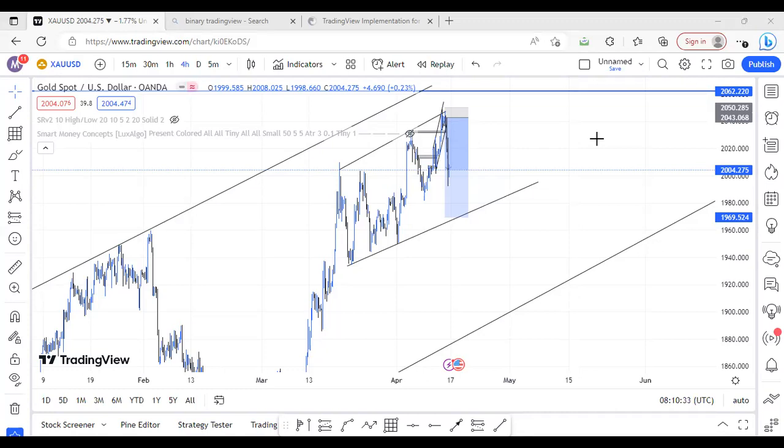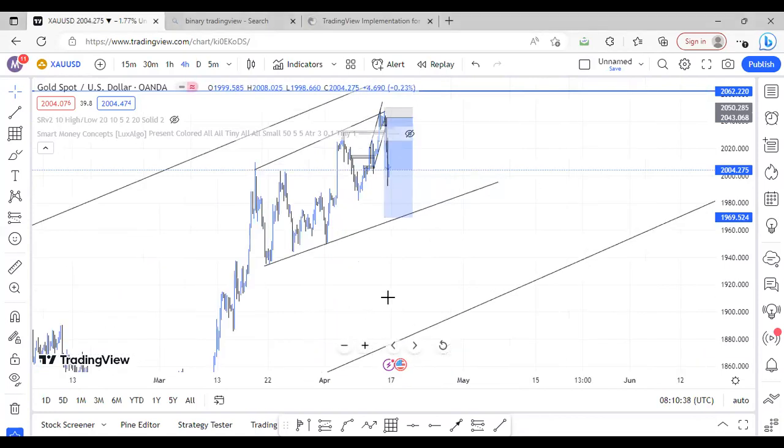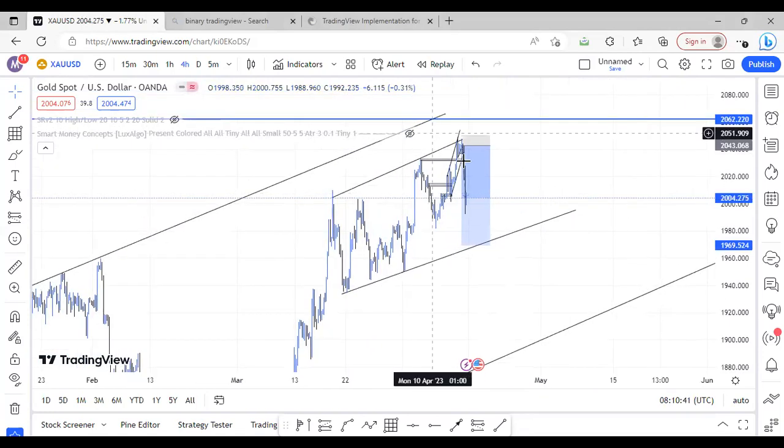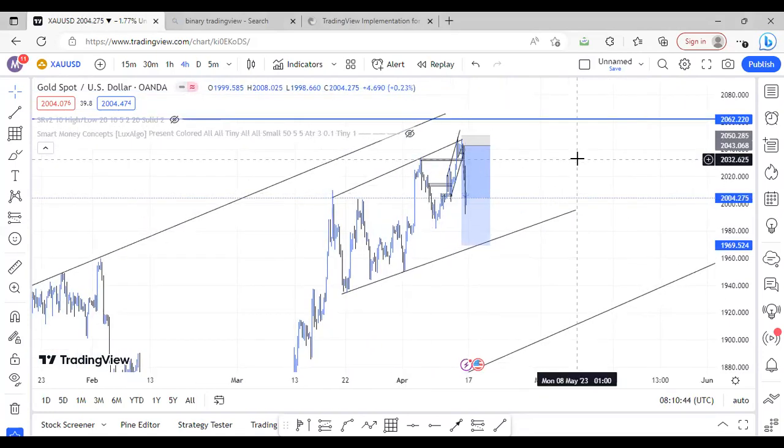As you can see, I also changed the colors of my chart, just to switch it up a little bit. But in this video, I'll be showing you how I got this entry right here from gold. I'm going to show you how to analyze gold and also how to find entries on gold.